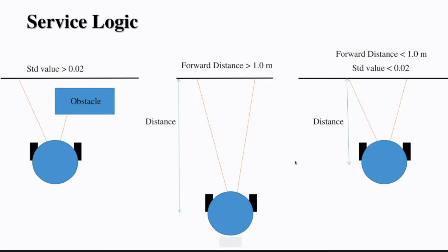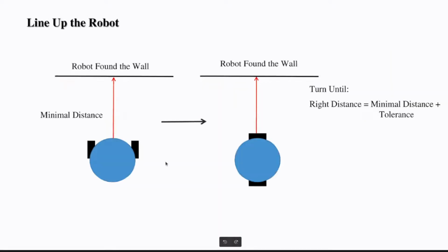Then, if my standard deviation is bigger than this threshold, or my forward distance is bigger than 1 meter, I will have the robot turning clockwise until he finds a condition that suits him. Once he finds it, he's going to approach the wall. So the robot will find the wall, and then he needs to align to the wall.